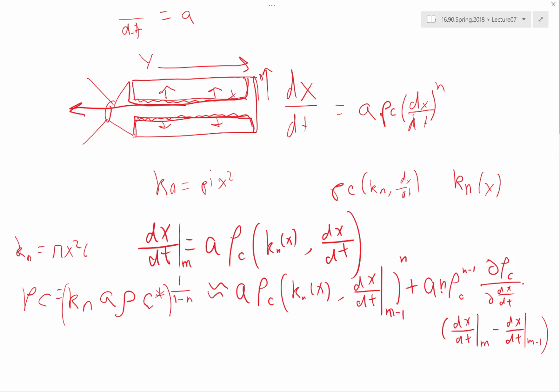I think that's the Kn term. The Kn term written up above Pc is pi x squared L, so the x coordinate changes on every time step. I think he's asking how it depends on dx/dt. I think that's your C star, right? What's your burn rate? No, the Pc just plugs in, it only uses Kn.